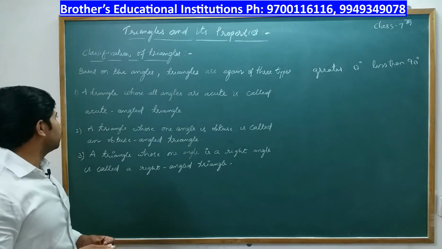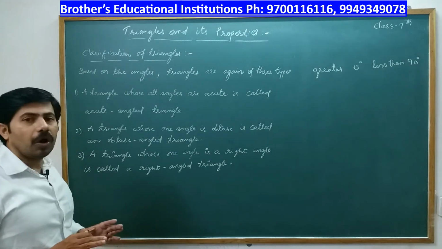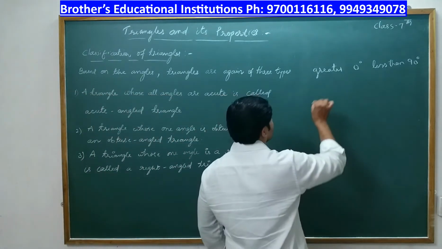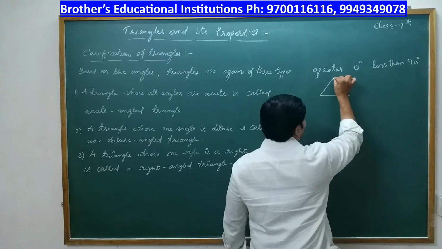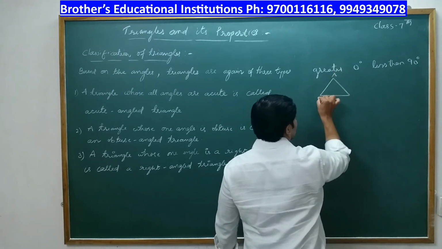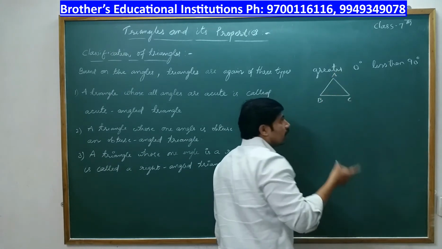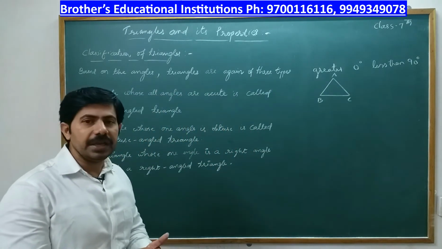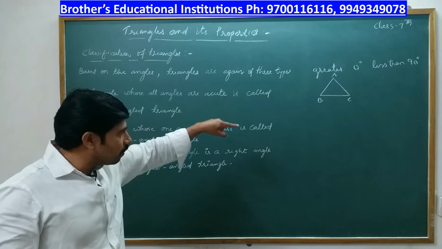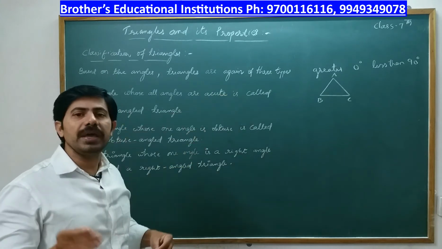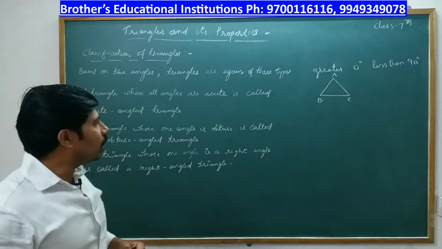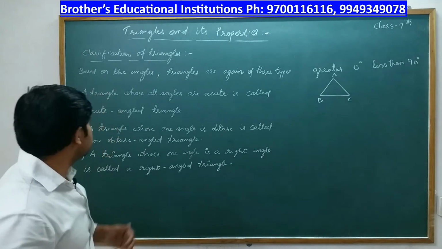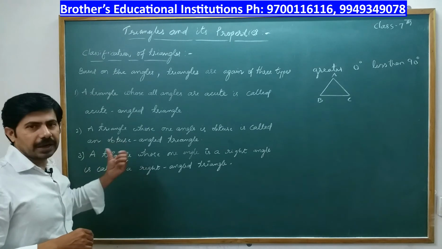Now if in a triangle all the three angles are less than 90, and the sum of these three angles is 180, then we say the triangle is acute angle triangle.